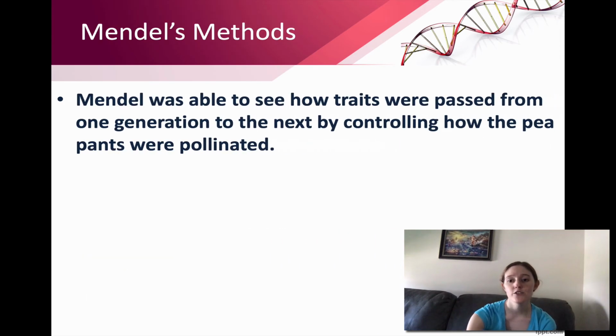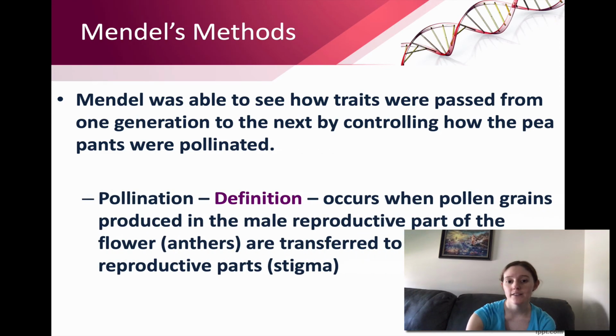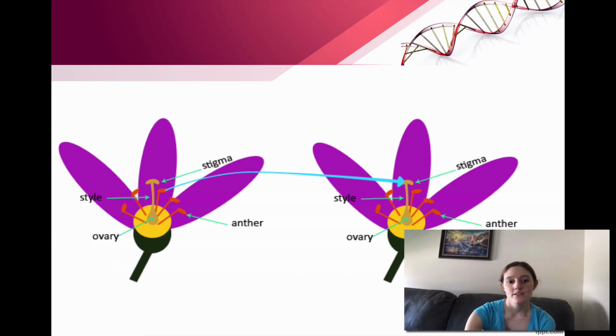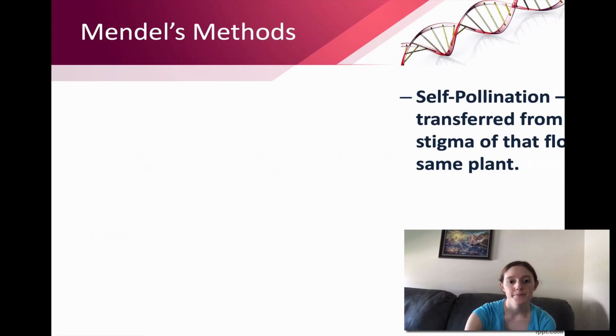He was able to see how these traits were passed from one generation to the next by controlling how the pea plants were pollinated. And you've probably seen pollination occurring outside if you've been taking any walks. It's where pollen grains are transferred from the male part of the reproductive plant to the female part of the reproductive plant. So the male part of the plant is going to be the anther, which is these little red things here, and the stigma is the female part. The anther has the pollen, so the pollen is going to leave the anther and go up to the stigma, and that's how you're going to end up with pea plants or fruit, various things like that.